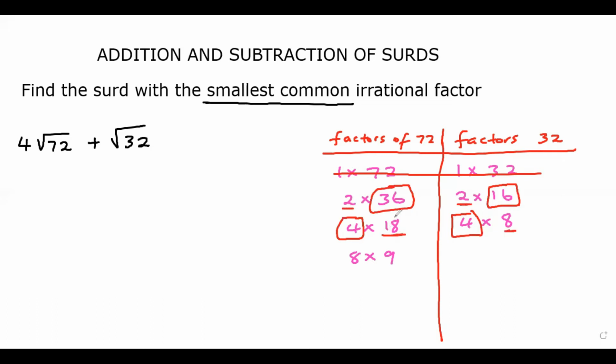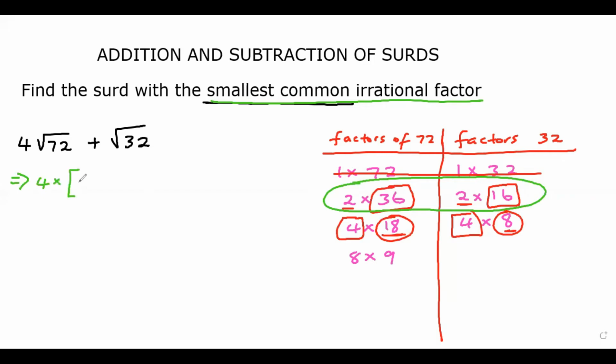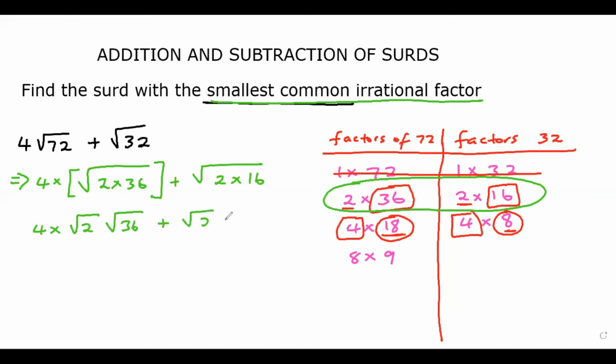If you find the square root of 18, the square root of 18 is not the square root of 8. However, the square root of 2 is the same thing as the square root of 2. So that means, because remember, the smallest common irrational factor, we're using these here. With that being said, we'll have 4 times, open bracket, root 2 times 36 plus root 2 times 16. So that'll be 4 times root 2 root 36 plus root 2 root 16.